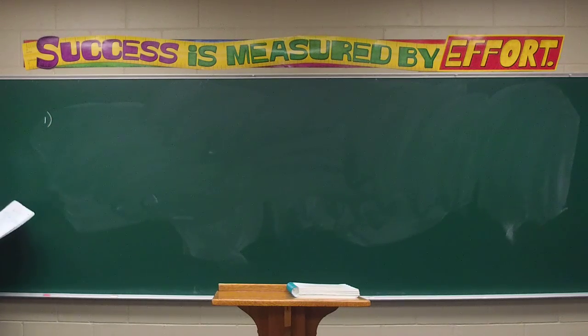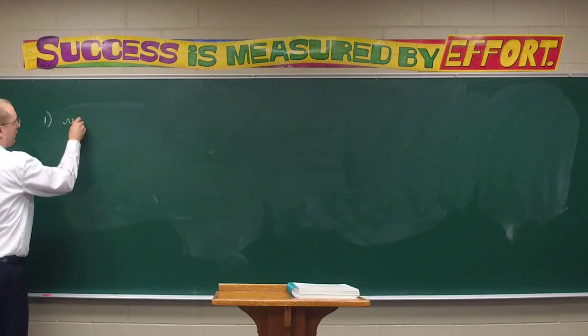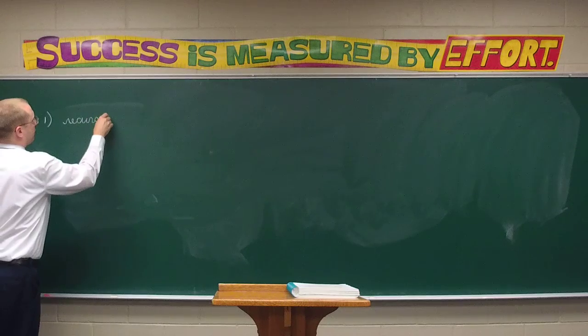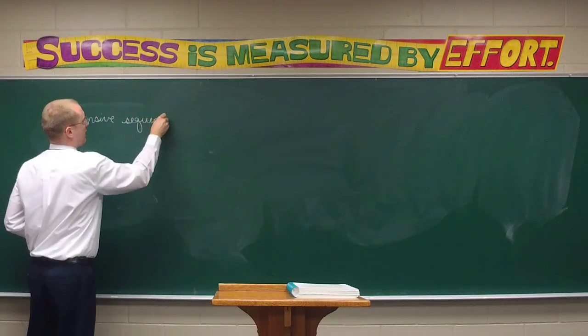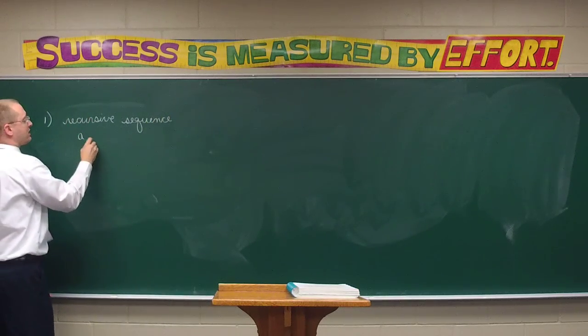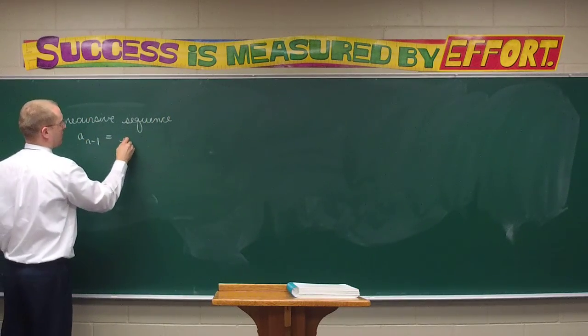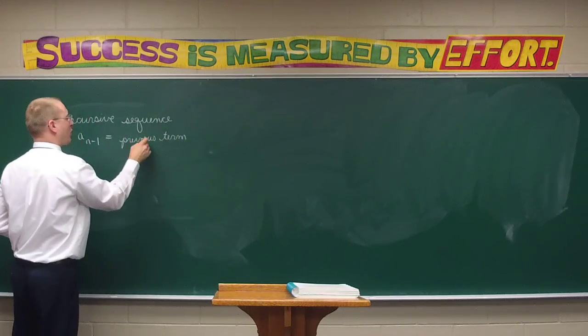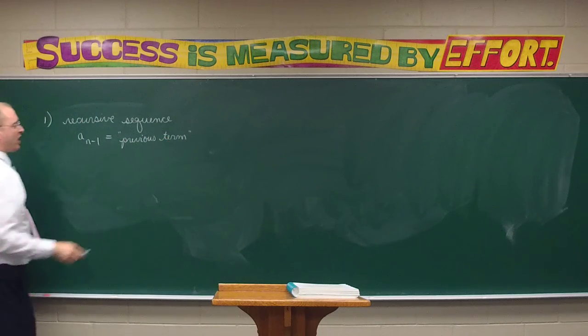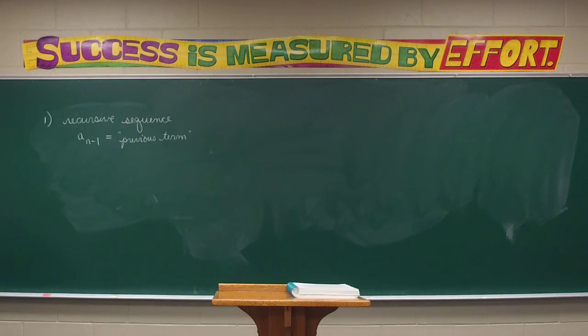The first formula that I want you to put on the formula sheet is actually one we already know. I'll use the term formula loosely, but for a recursive sequence, I want you to remember that a sub n minus 1 equals previous term. It's not quite a formula, but it's close enough. I'm going to put it on the formula page because this is something I want you to study when you're studying your other formulas. So recursive sequence, a sub n minus 1 means previous term. That's not new, but it bears repeating.